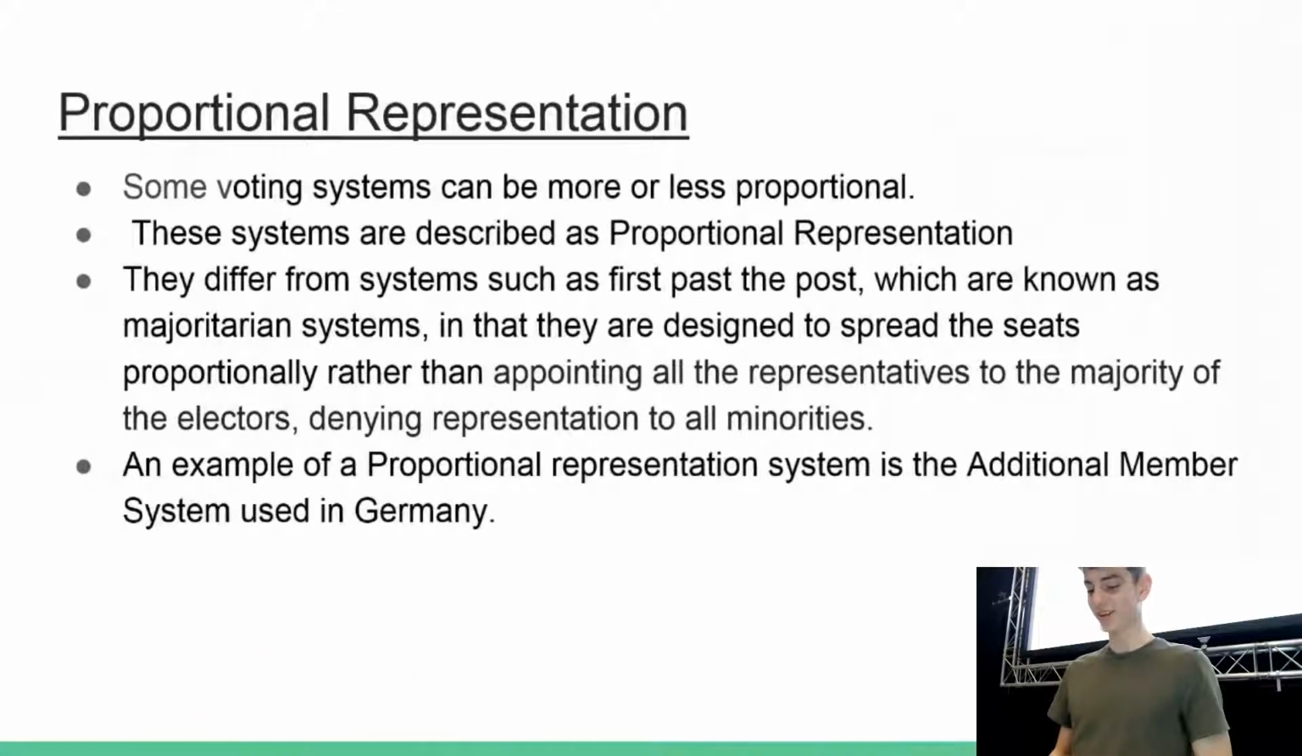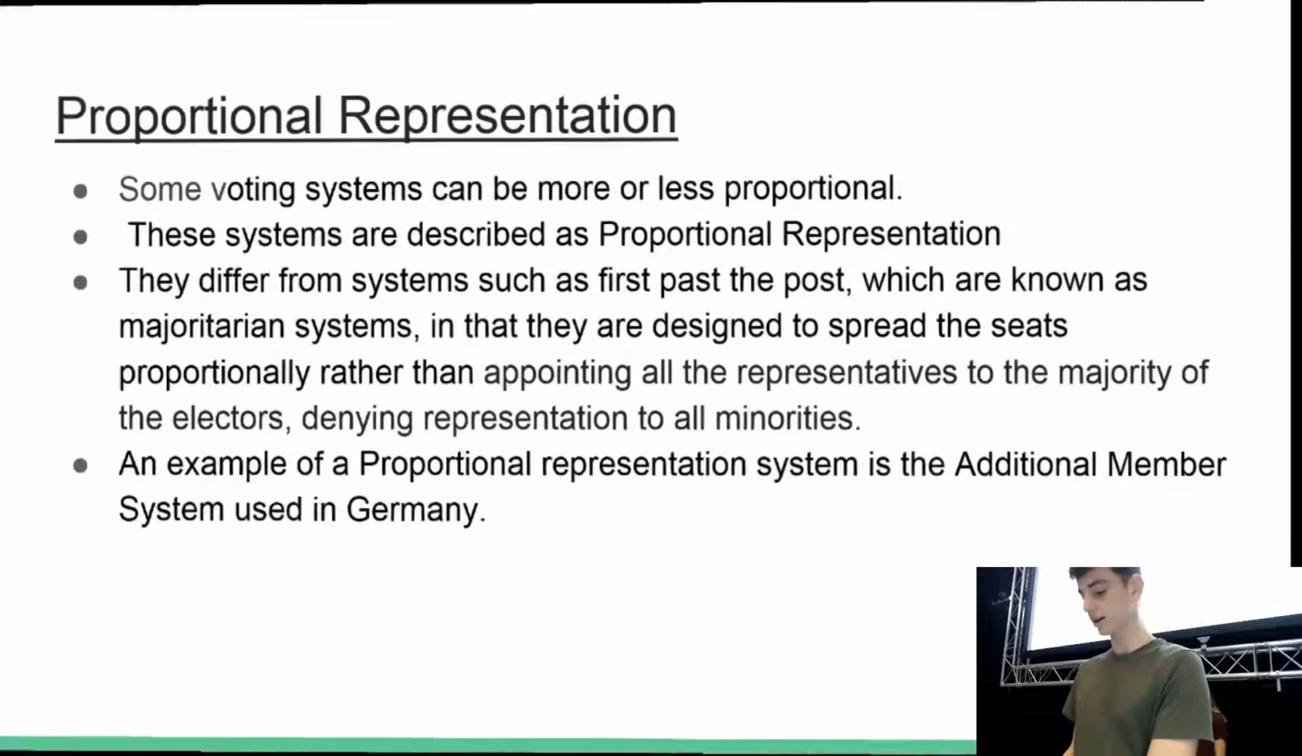An example of proportional representation system is the additional member system used in Germany. This works by giving voters two ballots. On the first ballot are the local candidates from different parties who are standing, and the voter marks their preferred candidate to be their constituency representative. On the second ballot are the different parties. Each party will have published a list of candidates in advance. A vote for a party on the second ballot is a vote for their whole list of candidates.